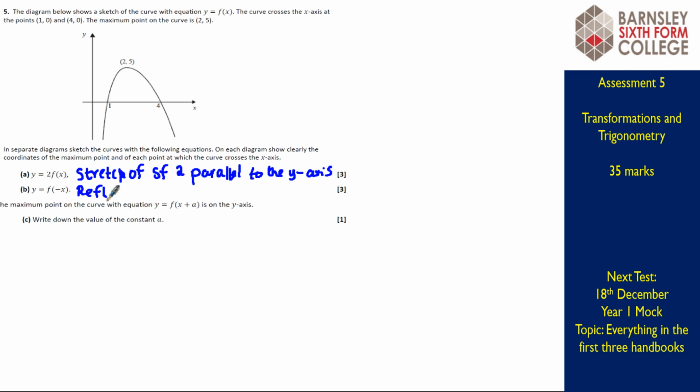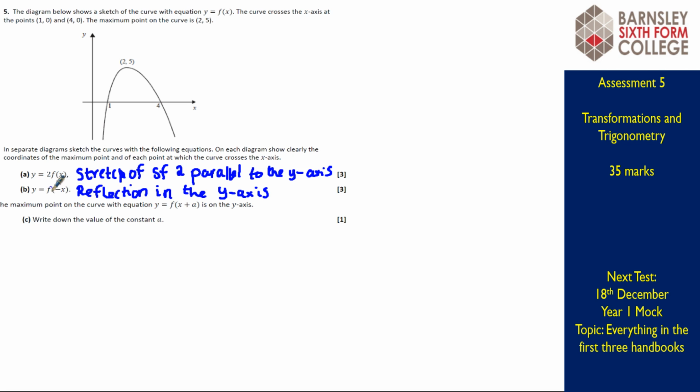The second one is a reflection. The other thing you need to notice is what axes you are reflecting in. So this is a reflection, and it's not the x-axis, it's the y-axis. Basically what this does is it takes all your x's and makes them negative: all your positive x's become negative x's, all your negative x's become positive x's. So it's just reflecting in the y-axis.